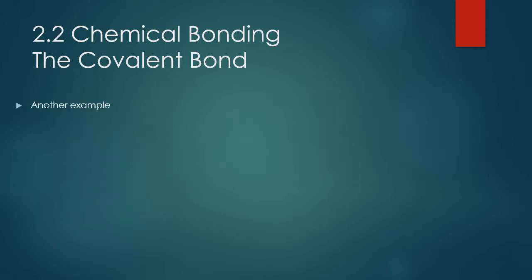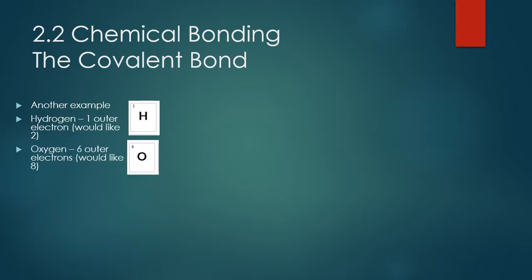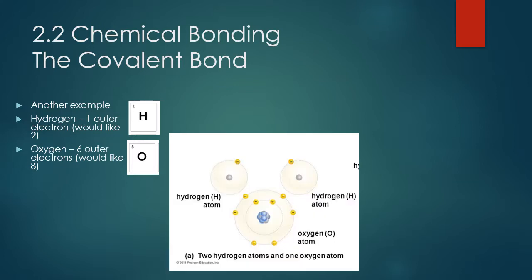Let's look at another example. Hydrogen, as we just mentioned, has 1 outer electron and would like 2. Oxygen is atomic number 8 on the periodic table. It has 2 electrons in the first ring and 6 electrons in the outer ring. It would like 8 electrons in the outer ring. So hydrogen and oxygen are both not very stable on their own.